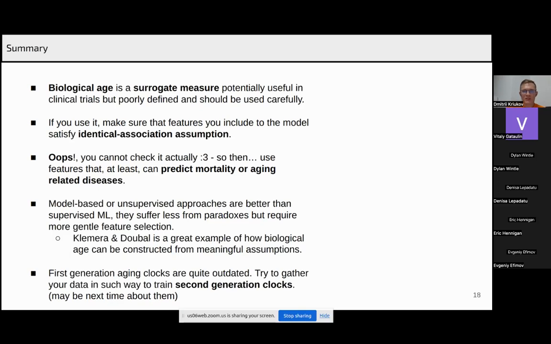If you would ask me, I wouldn't try to fit new first generation aging clocks, but rather I would try to gather more data, and it would be better to train second generation aging clocks. But maybe next time about them.